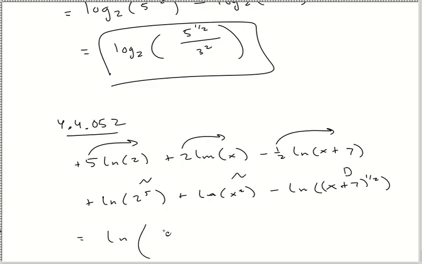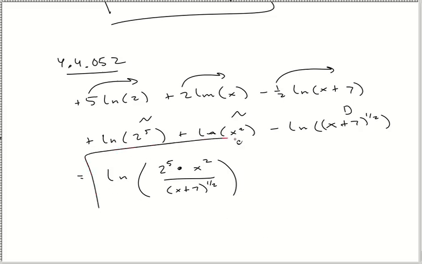One big ln. So this is 2 to the 5th, whatever that is. I think it's 32. x squared divided by x plus 7 to the 1/2. That's it. You're done. Yeah, that's all they're wanting. Okay, that's pretty easy.